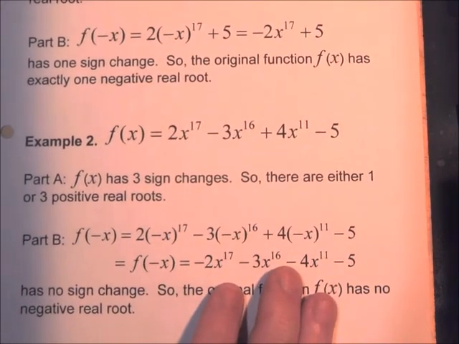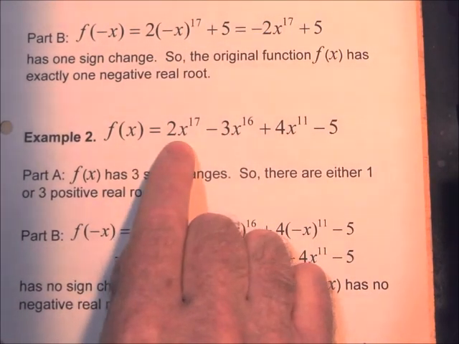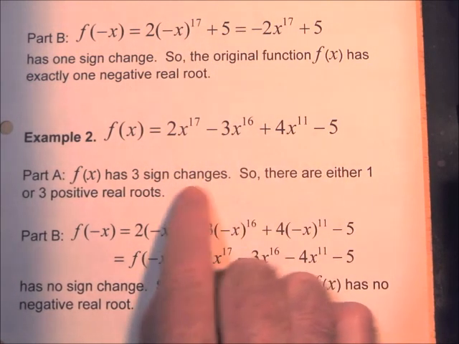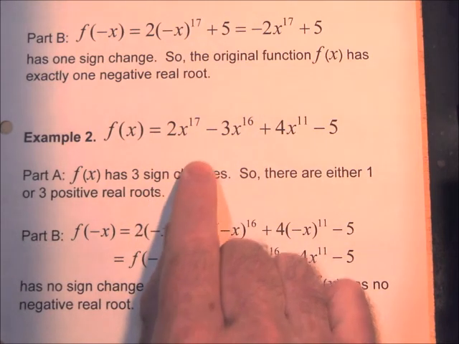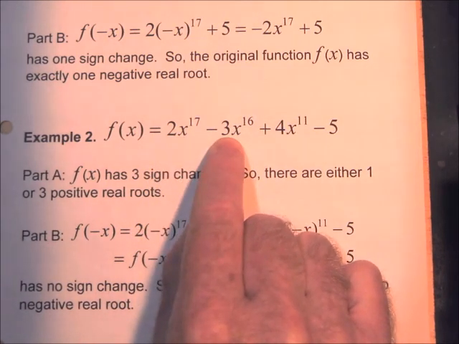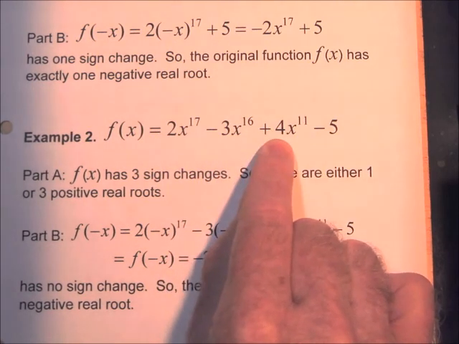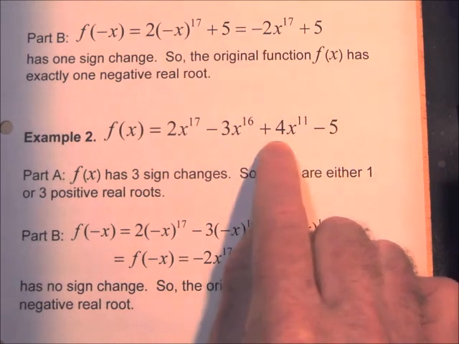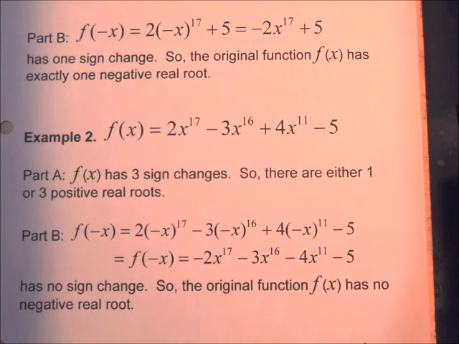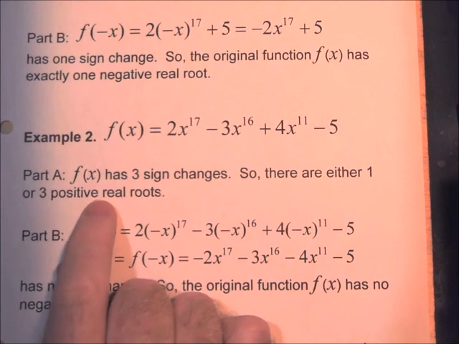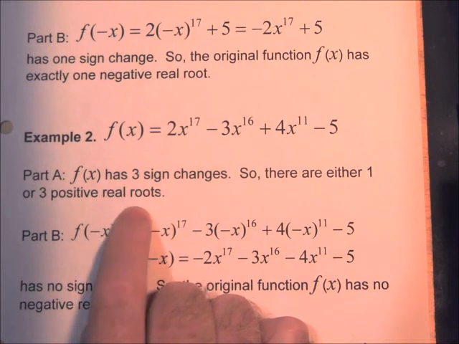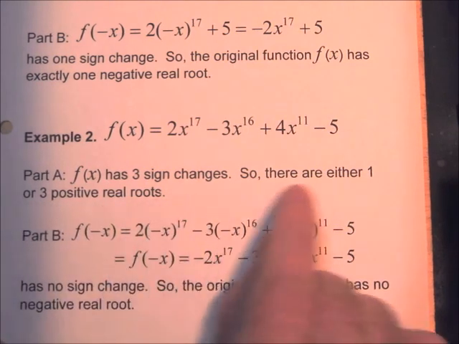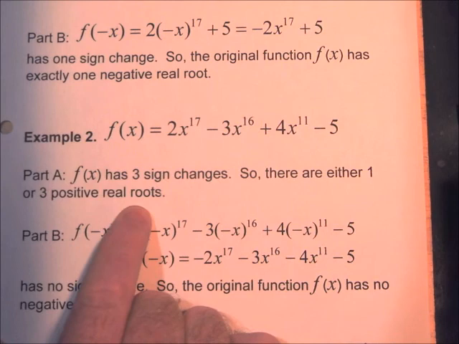Next example: f of x is 2x to the 17th minus 3x to the 16th plus 4x to the 11th minus 5. f of x has three sign changes. We go from 2 to negative 3, that's 1. Negative 3 to positive 4, that's another. And positive 4 to negative 5, that's another sign change. So altogether there are three sign changes. That means the number of positive real roots has to be either 3 or 2 less than that, which would be 1. So either 1 or 3 positive real roots.